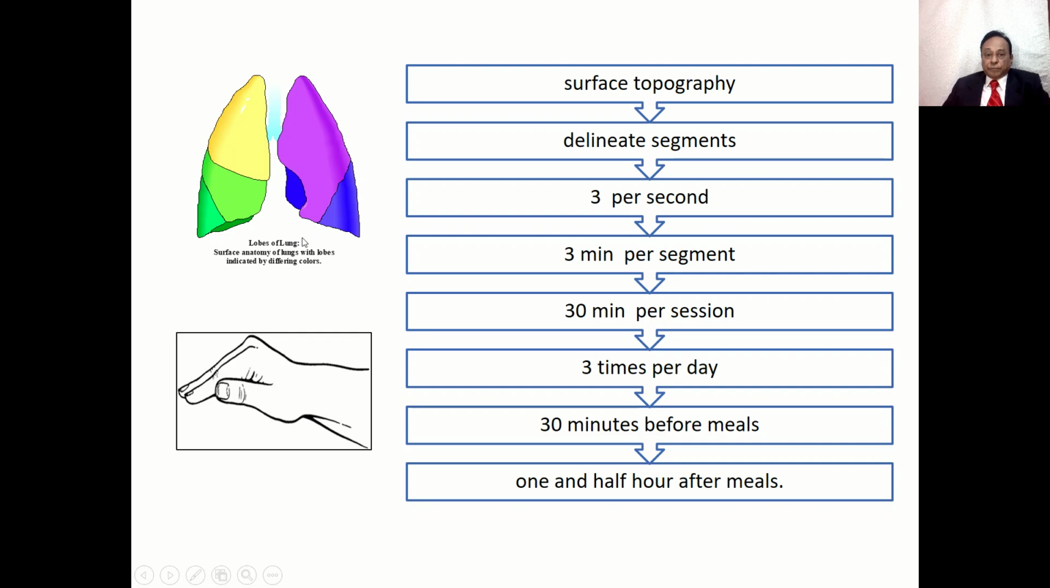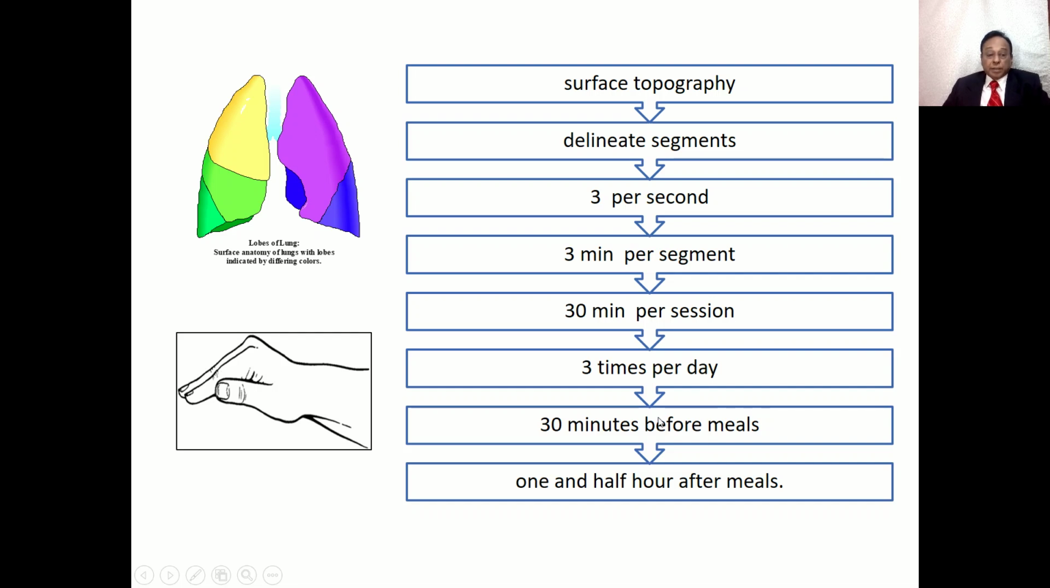Again, before doing cupped hand percussion, you have to delineate the segments. You have to make a surface topography. This is a usual question: how to do a cupped hand percussion. We have to do the cupped hand percussion like that, and I used to teach 3 per second, 3 minutes per segment, 30 minutes per session, because you cannot be doing it for 1 hour. If you do it like that, the child will get tired and exhausted. So it can be done at least 2 to 3 times per day.